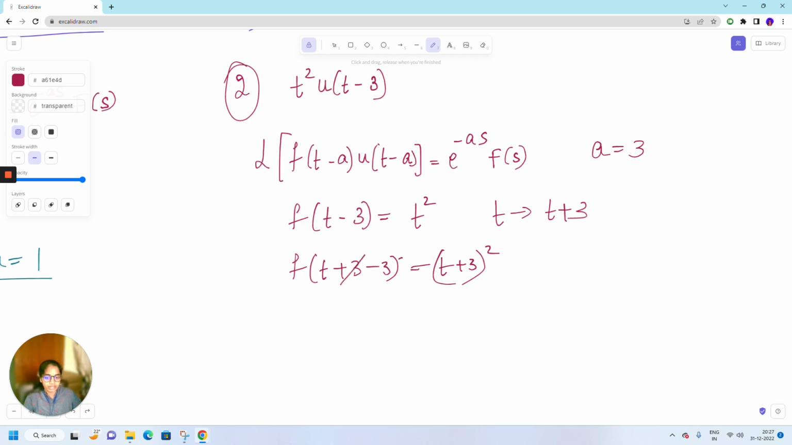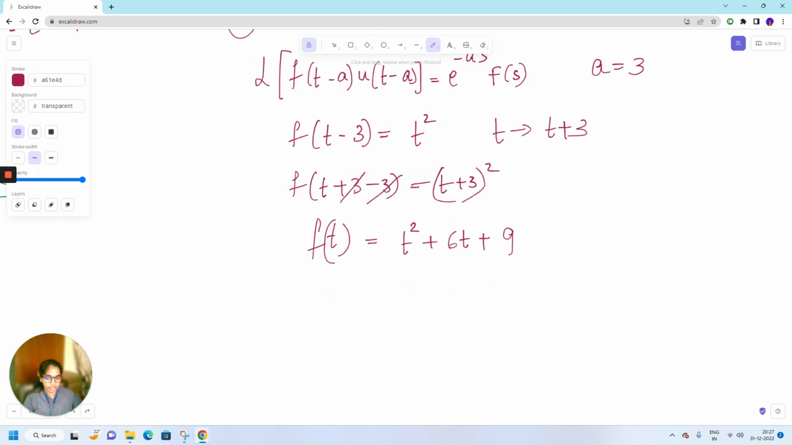Okay. Here 3 and 3 get cancelled. I will have f of t is equal to, let me apply (a plus b) whole square. I would get t square plus 6t plus 3 square, which is 9. A square plus 2ab plus b square. Okay. What is the next step?